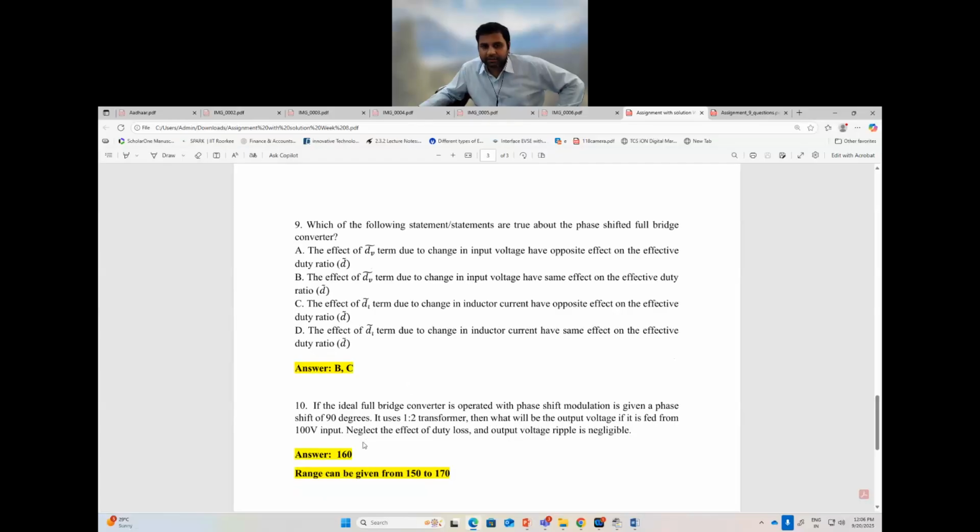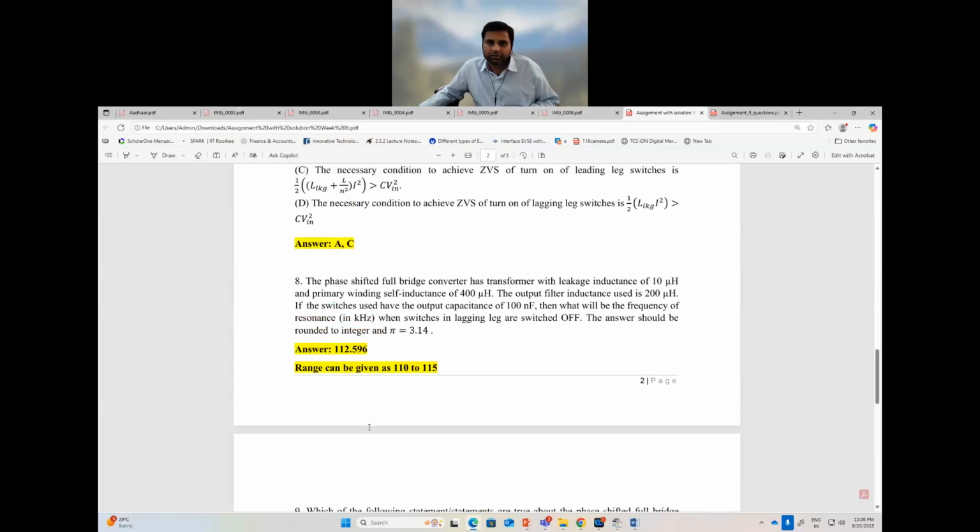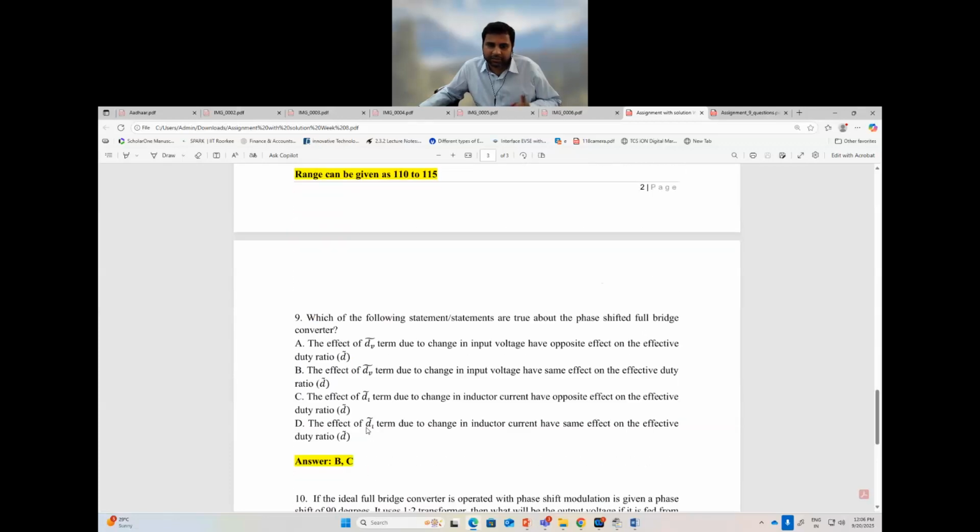And then question number 10 we have already discussed. In this assignment, the range for question number 7 and question number 10 will be changed.